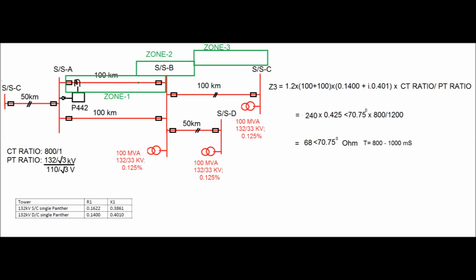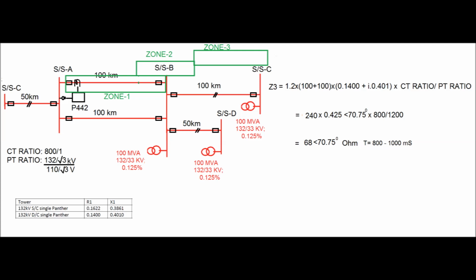Therefore zone 3 must cover the line segment, that is line A and B, and the adjacent longest line, that is line segment B and C. That is why zone 3 is set equal to 1.2 times the line segment plus the next longest line.